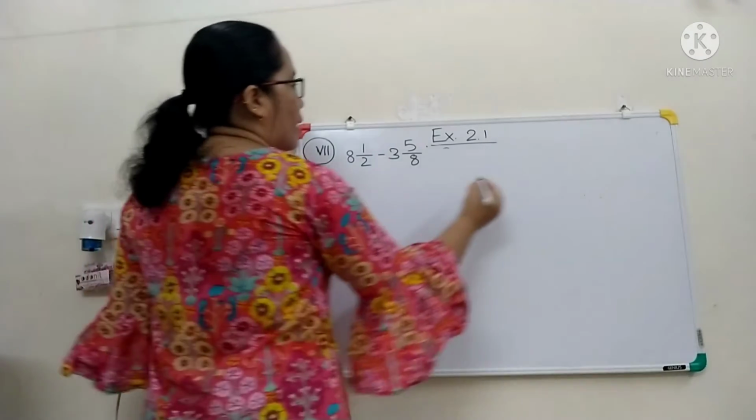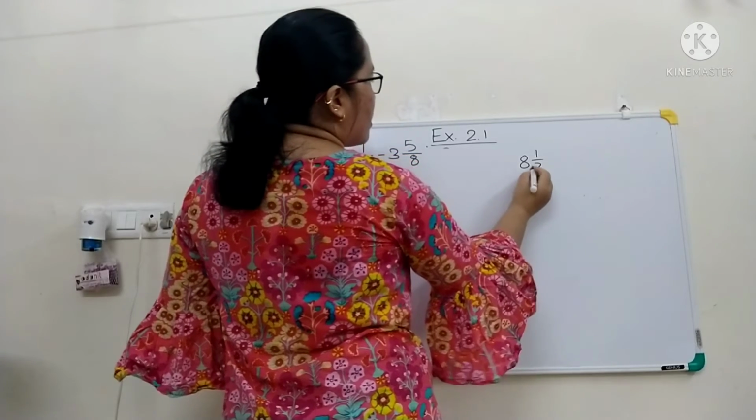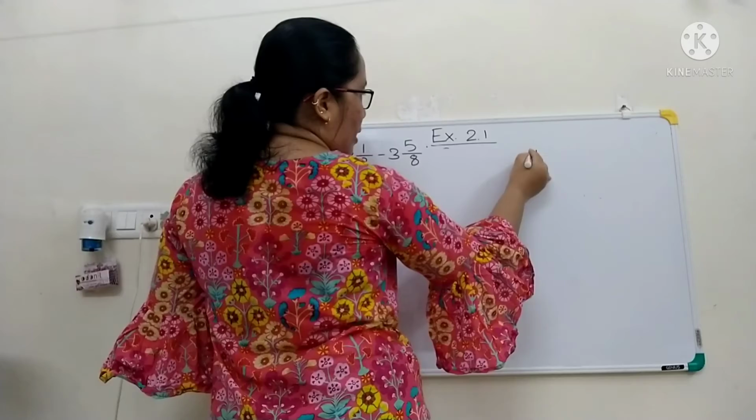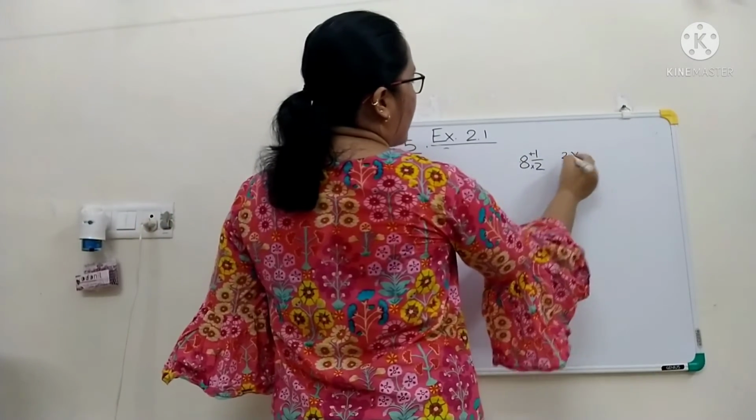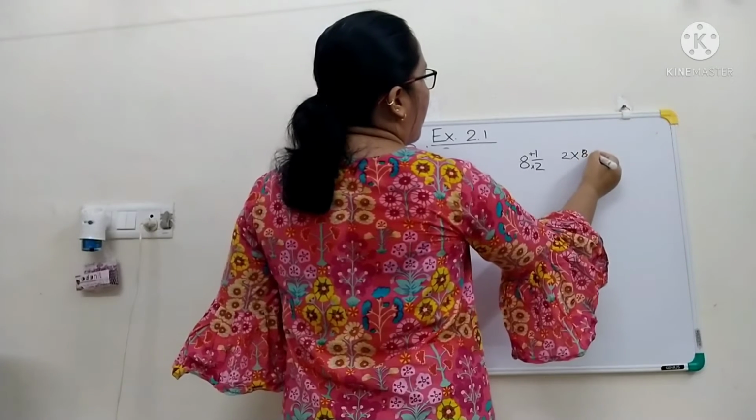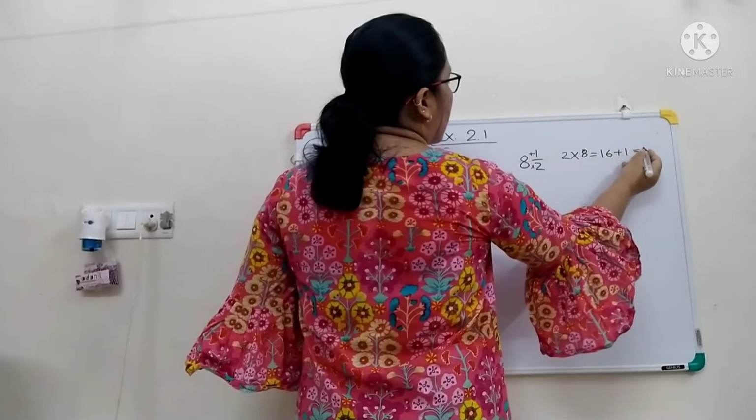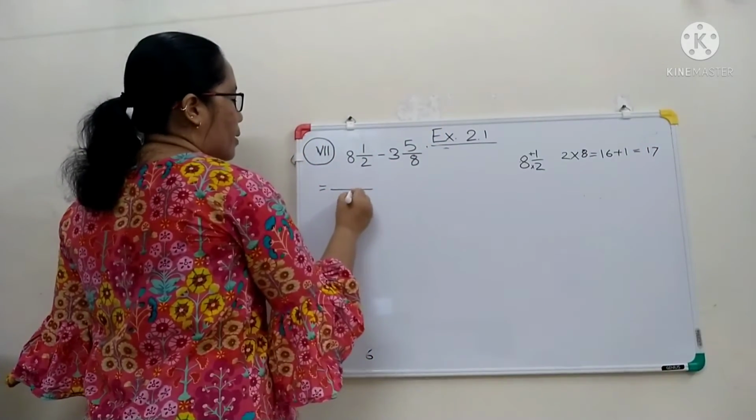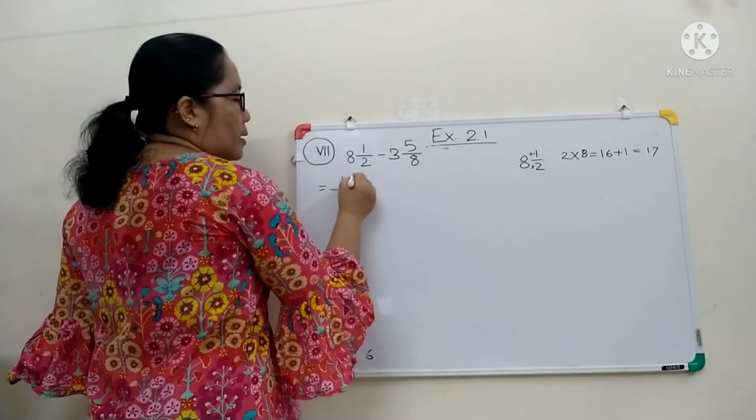That is what? Okay. The denominator multiplied by the whole number and the result will be added to the numerator. So what will be the answer? 2 multiplied by 8 is equal to 16, plus 1 is equal to 17. So what will we write here? The denominator will remain the same, that is 2, and the numerator will be 17.